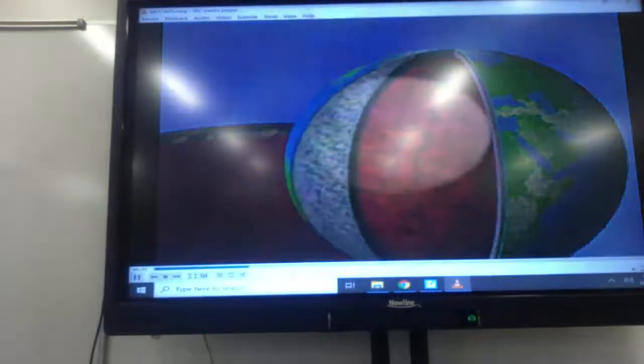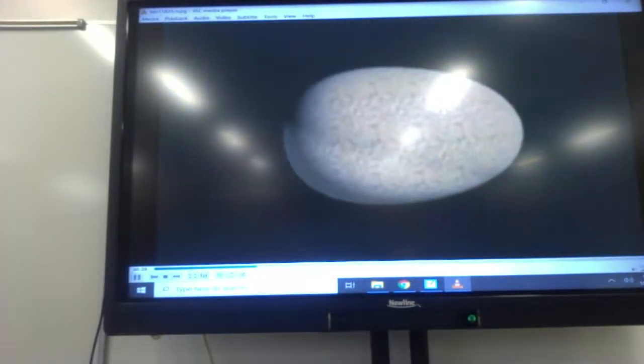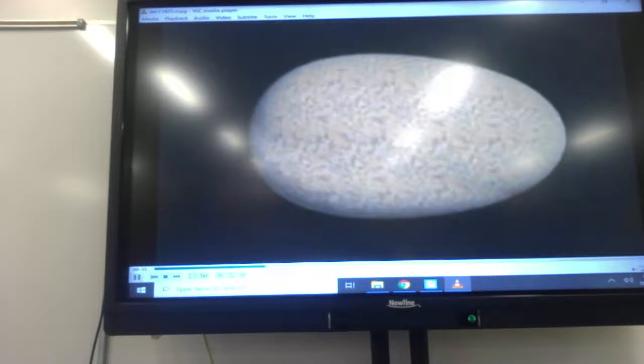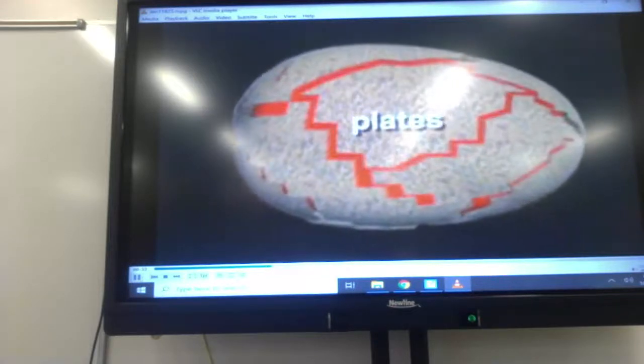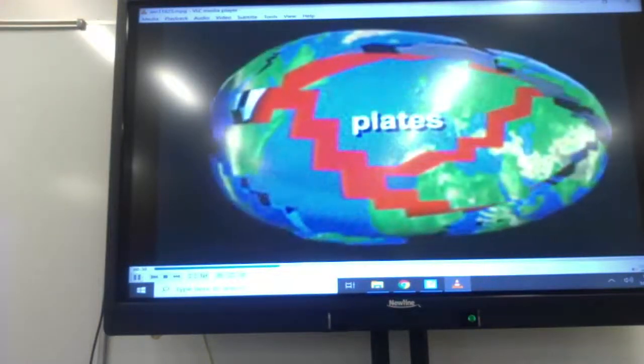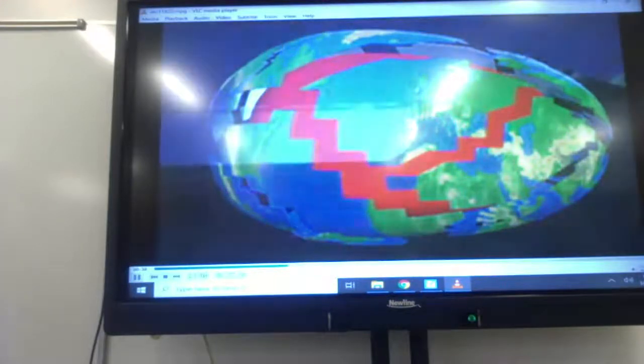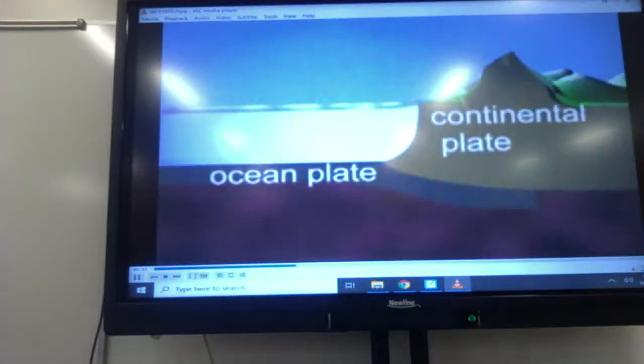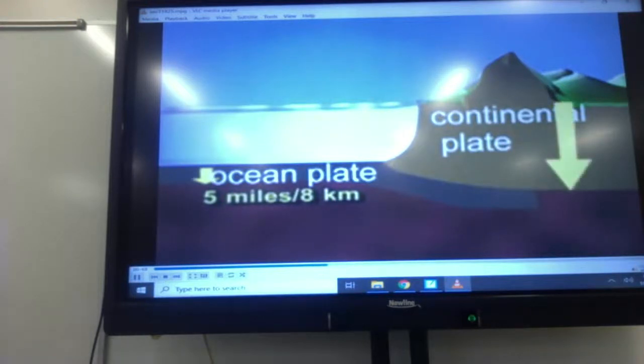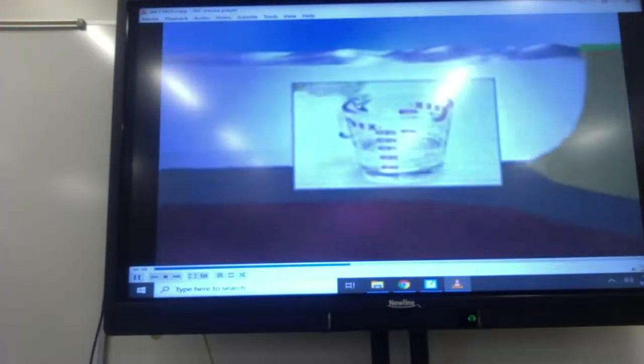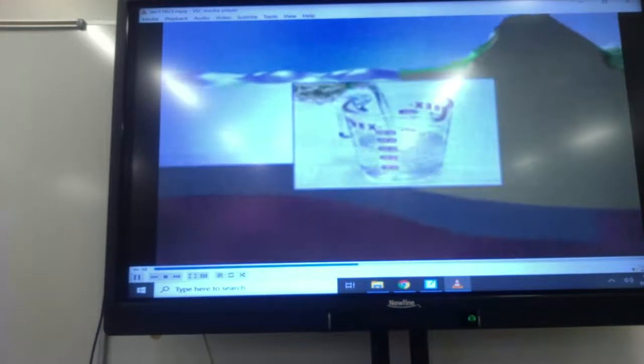Like a slightly damaged eggshell, the crust is cracked. It's in about 20 pieces, which we call plates. The plates come in two varieties, ocean plates and continental plates. Ocean plates are about 5 miles or 8 kilometers thick. Continental plates are many times thicker, but the rock is lighter in weight. Where ocean and continental plates overlap, continental plates usually ride on top, like oil on water.